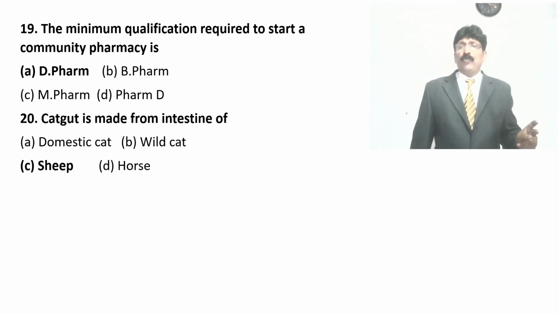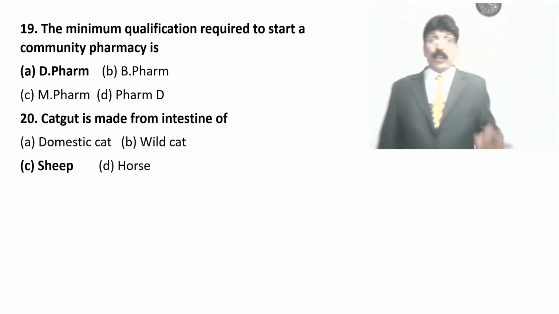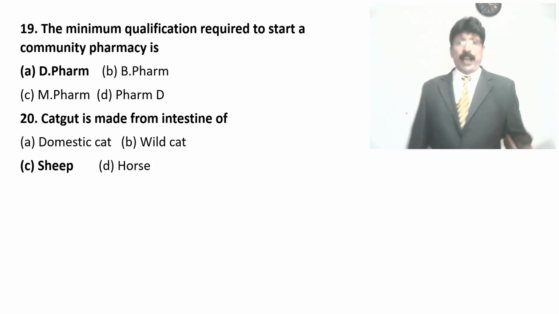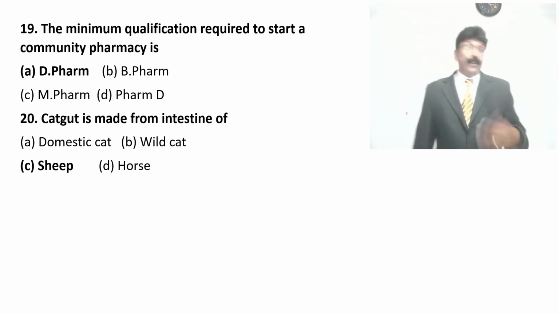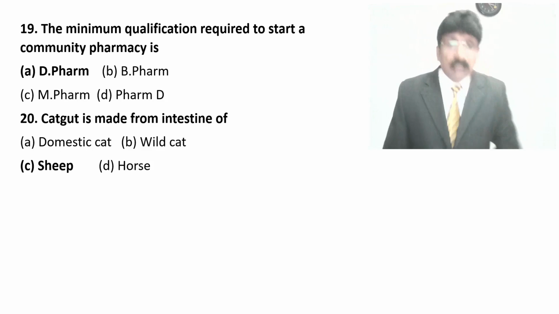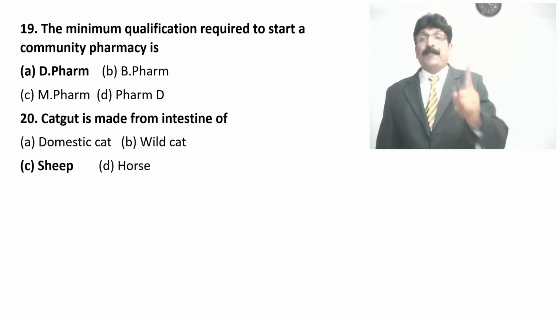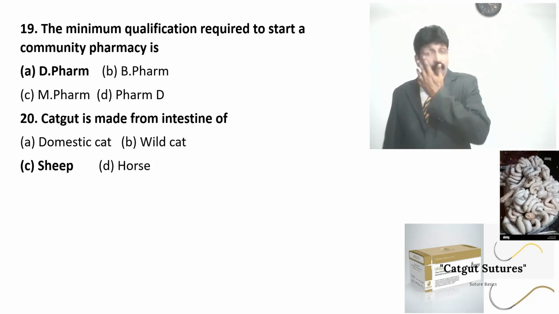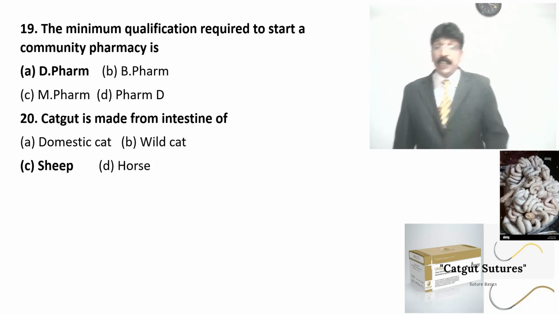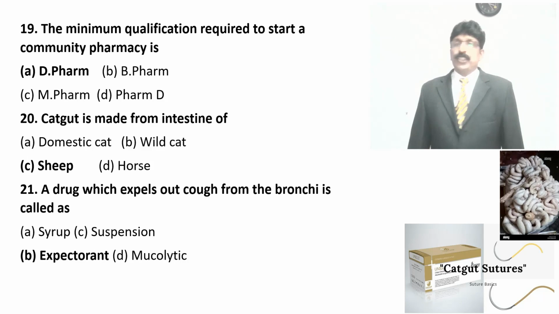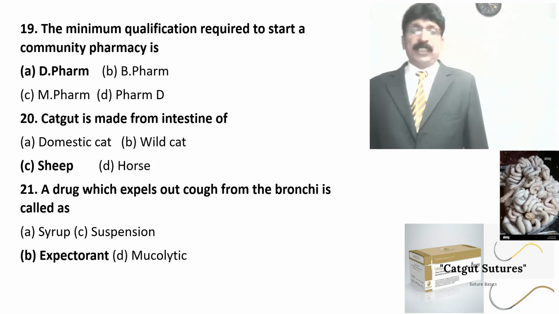And in the 20th question, catgut. So catgut we used to say. Given a choice, catgut is made from the intestine of domestic cat, wild cat, sheep, horse. But we will get a confusion because cat means we will take catgut, so it may be taken from cat. But it is not prepared from the cat, it is prepared from the sheep intestine. So catgut sutures are prepared from the intestine of the sheep. You know very well the sheep intestine is used for preparing catgut, which is very useful for surgical suture preparation.